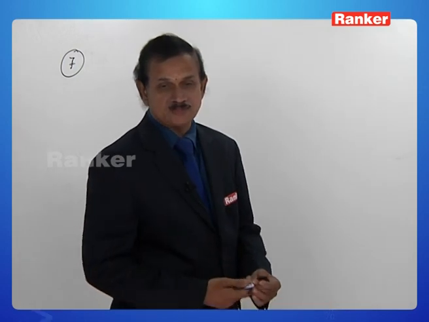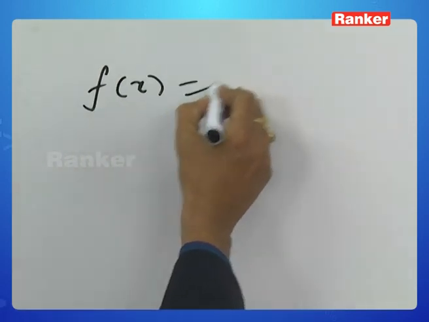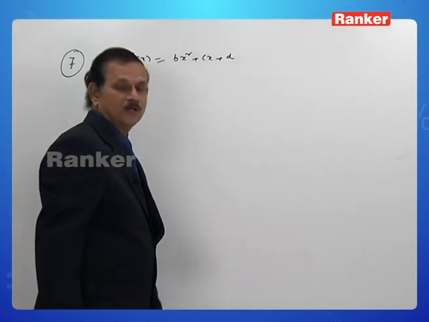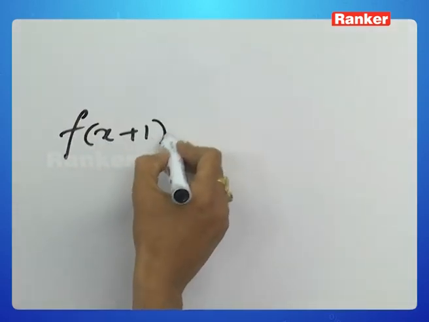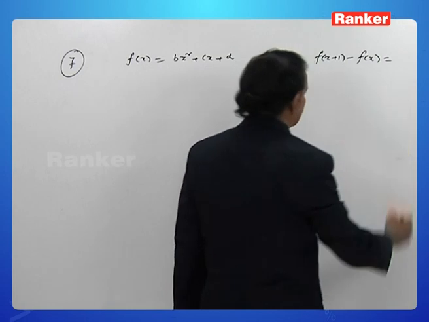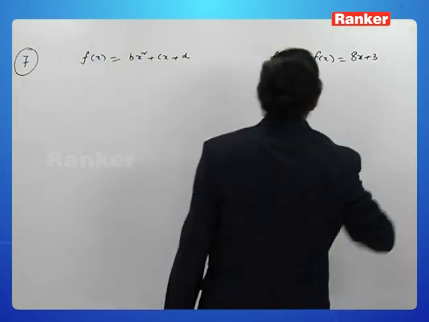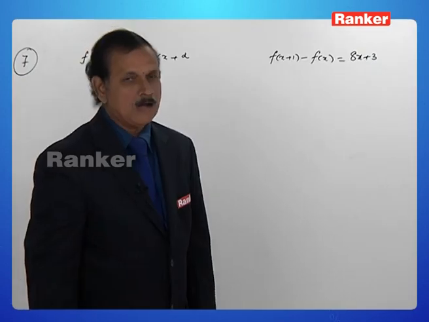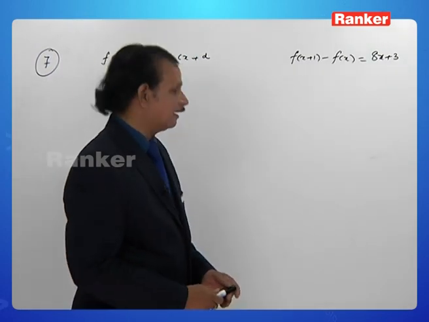Let us approach the question. What is f of x actually given? f of x is equal to bx square plus cx plus d. Moreover, what is the property given? f of x plus 1 minus f of x is equal to 8x plus 3. There are 4 options given: b is equal to 2, c is equal to 1, b is equal to 4, c is equal to minus 1, and so on. How to find them? A very simple calculation.